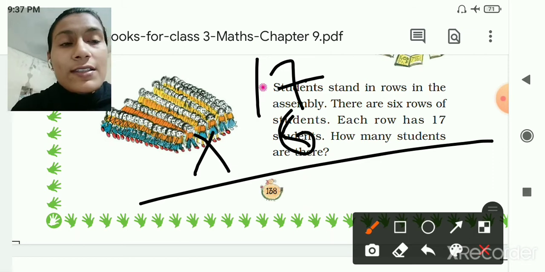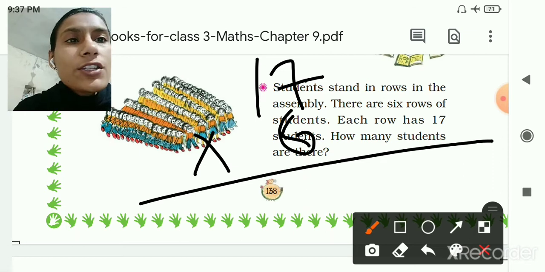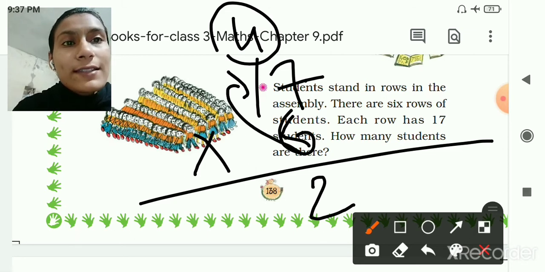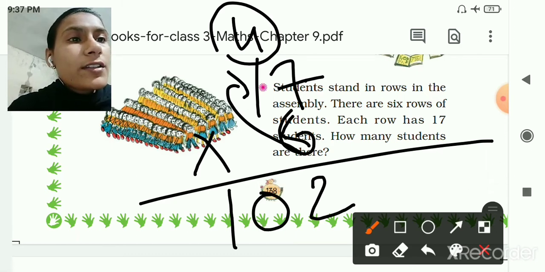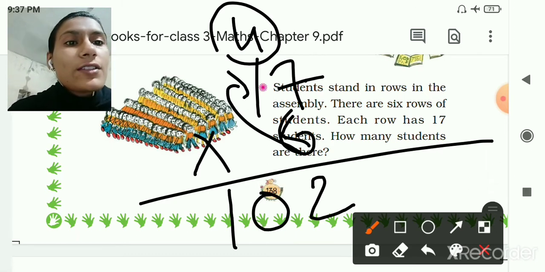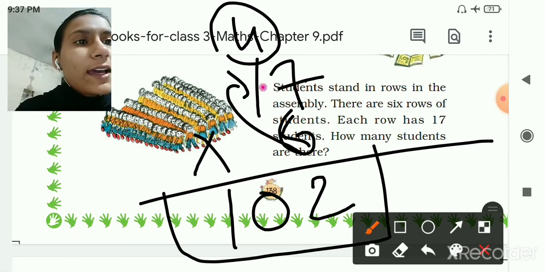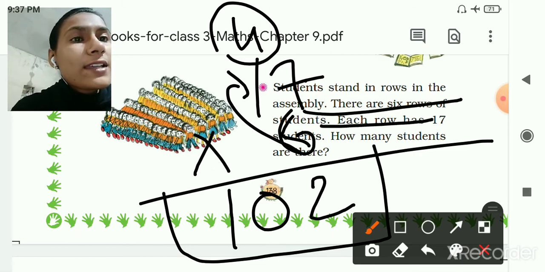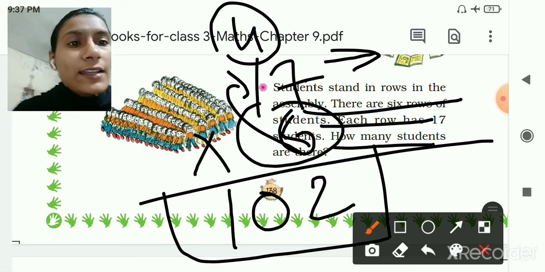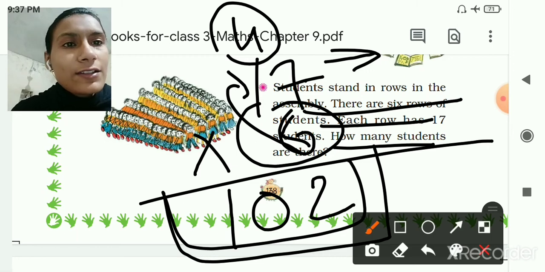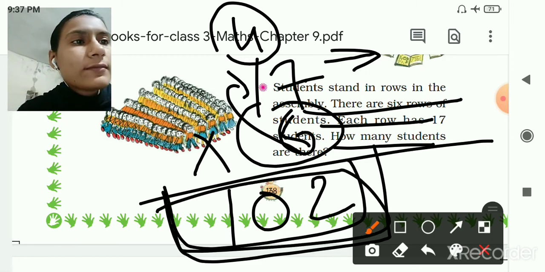6 multiplied by 7 is equal to how many? 6 7s are 42. So 2 here, 4 carry. Now 6 1s are 6, plus 4 is equal to 10. So 102. Total 102 students are there, because each row has 17 students and there are 6 rows. So this is the answer, 102.